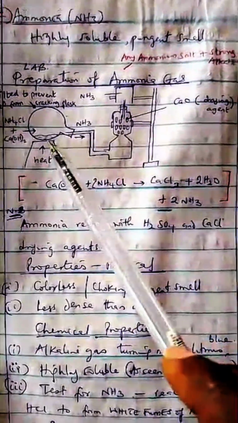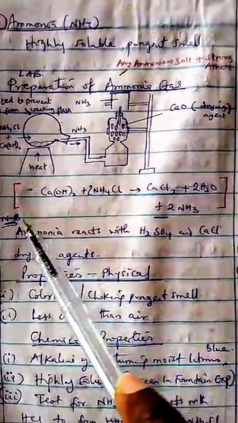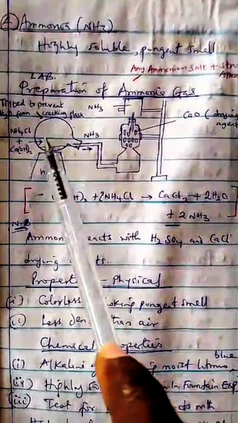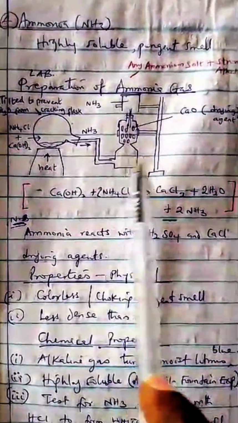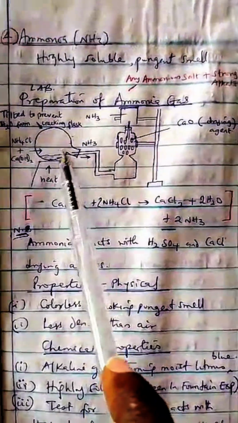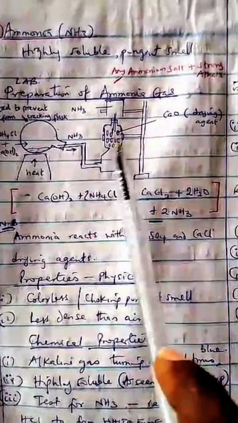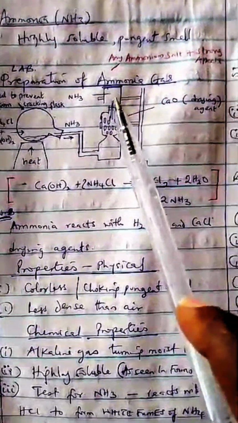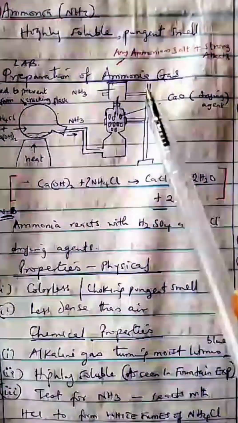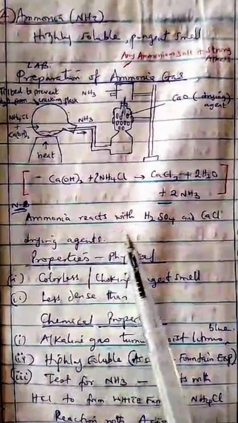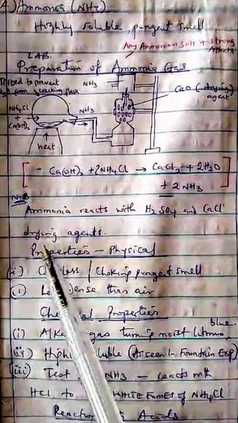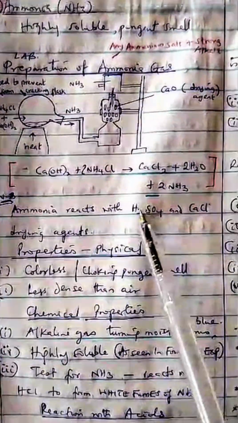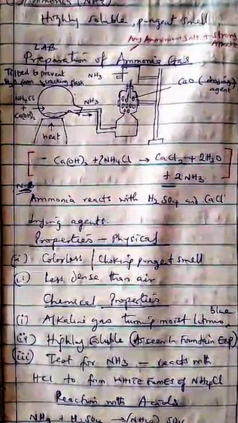So in the lab preparation of ammonia, this is the reaction and this is the setup. The flask is tilted so that hot water doesn't seep back to crack the glass. The ammonia that is prepared is dried using calcium oxide, a drying agent. Ammonia is lighter than air, so it has to be collected this way. Ammonia reacts with H2SO4 and calcium chloride, so we use calcium oxide as the drying agent instead.